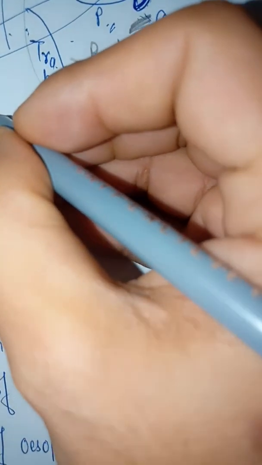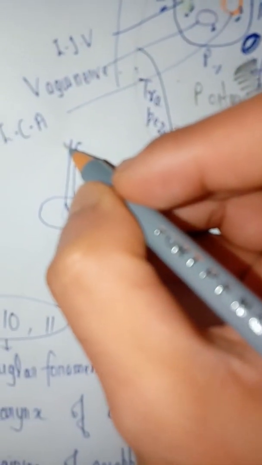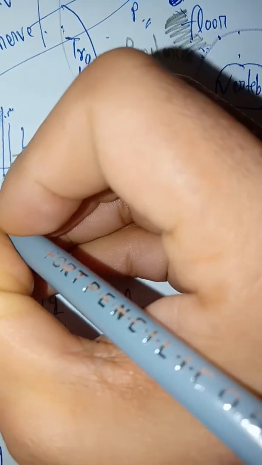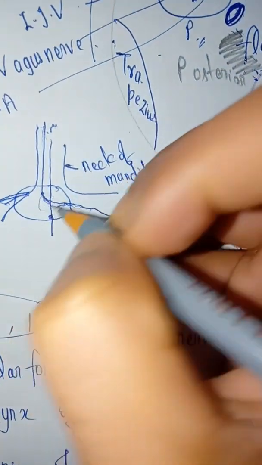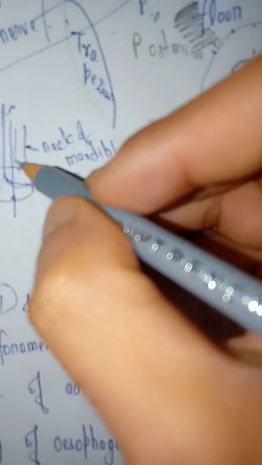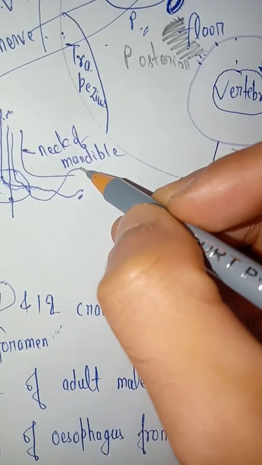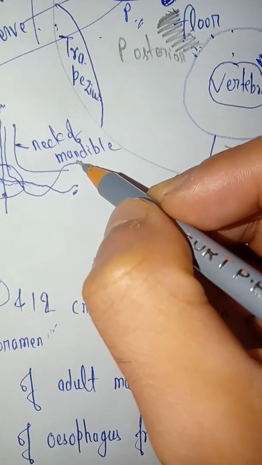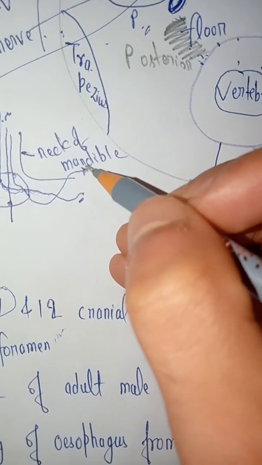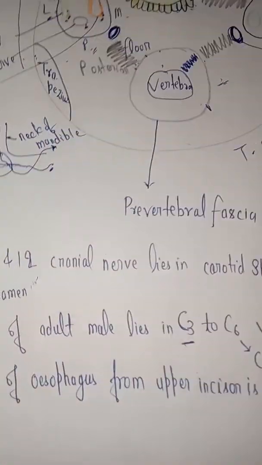While the 11th cranial nerve has two parts, the cranial part and the spinal accessory part. We all know that the spinal accessory part supplies two muscles, sternocleidomastoid and which one? Sternocleidomastoid and trapezius. These two muscles are supplied by the spinal part of the 11th cranial nerve. The 12th nerve comes this side and supplies the muscles of the tongue, all the intrinsic and extrinsic muscles of the tongue except palatoglossus.